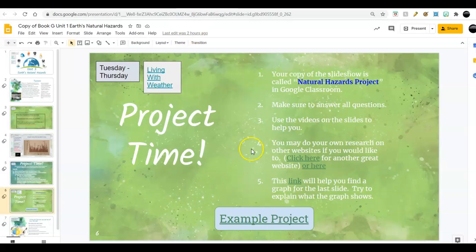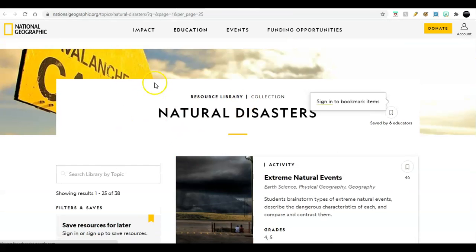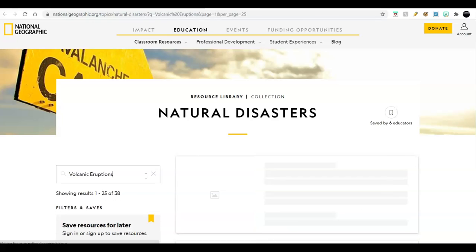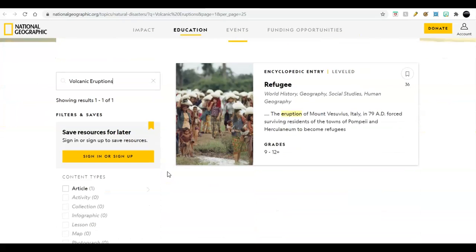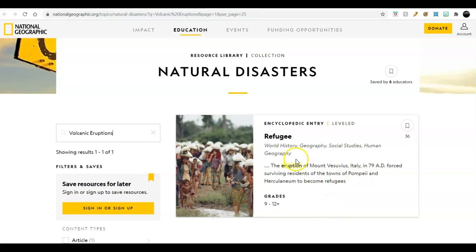All right, so here's the slideshow. The link that we should use is either this one or this one. We're going to try this one. And what happens if we click on that is we go here, and we have a little search bar right here, and I can type in what I'm looking for. So I'm just going to type in volcanic eruptions. And we want to see if we can learn about what happens to communities. And oddly enough, the only link that pops up is actually perfect. So I go ahead and I click on that.